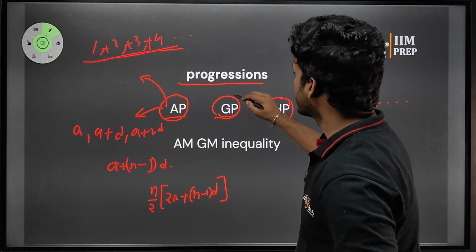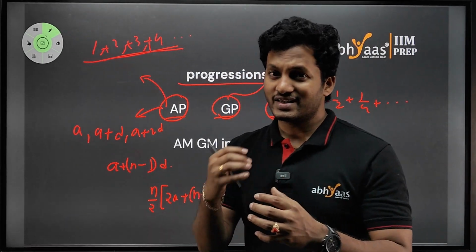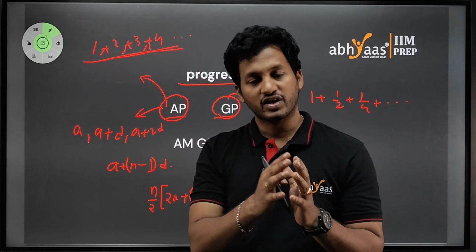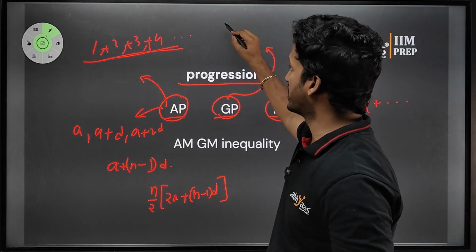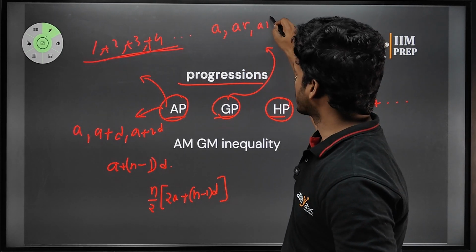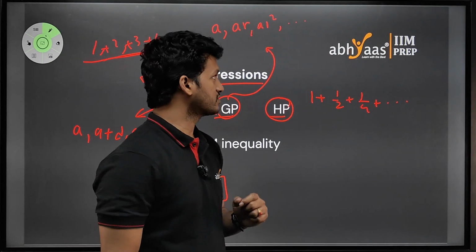So what else? Geometric progression. In geometric progression, we already know that it's just like arithmetic progression. It does have a relation between consecutive terms, but here it is not a difference but a common ratio. That means it will be like a, ar, ar square, and so on. Now here the problem comes.